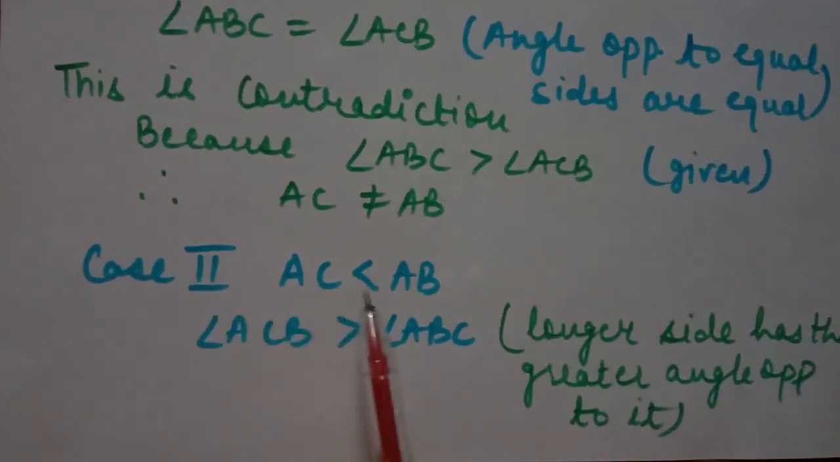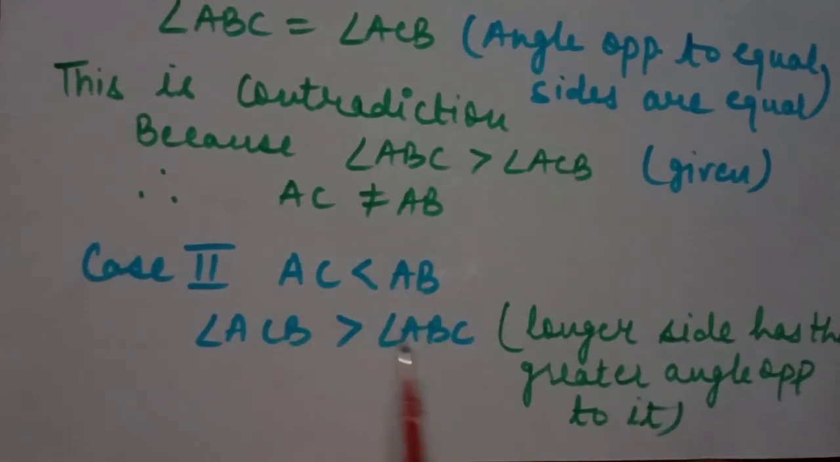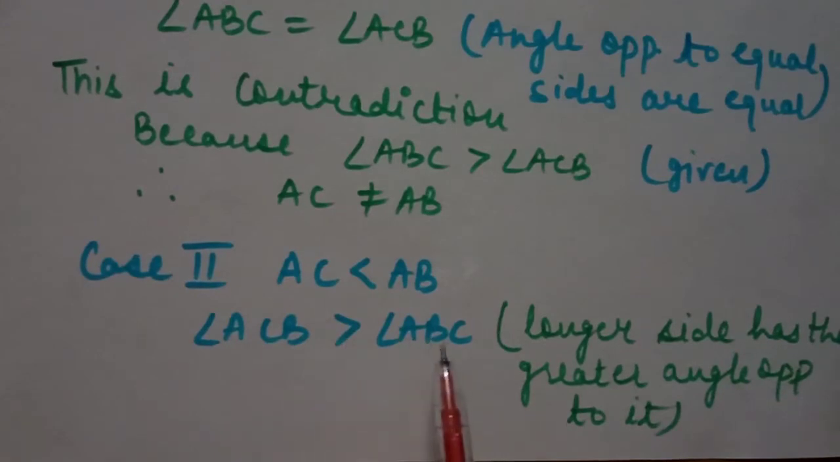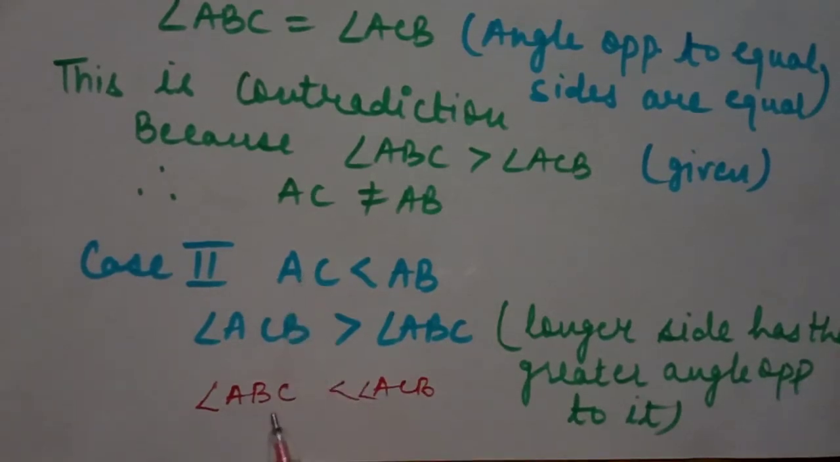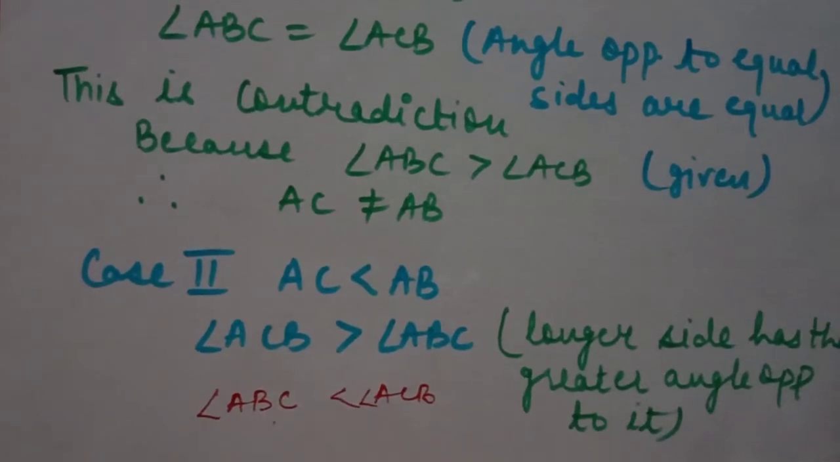Case 2, AC is less than AB. So the angle opposite to AC is B. It means angle ACB is greater than ABC. We can write this as angle ABC is less than angle ACB. Angle opposite to AC is angle B. Angle opposite to AB is angle C. Angle B is less than angle C.